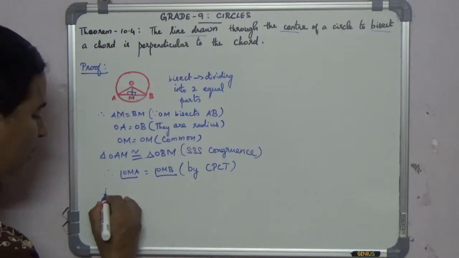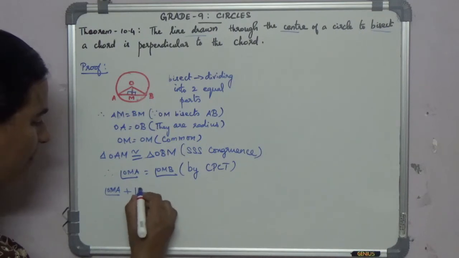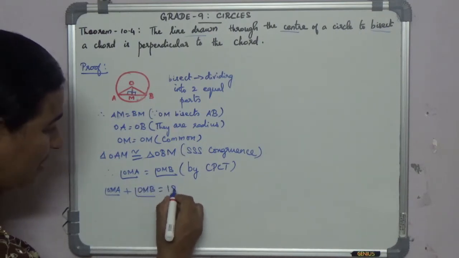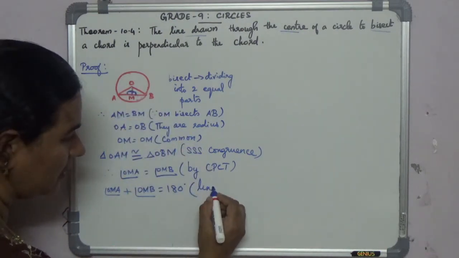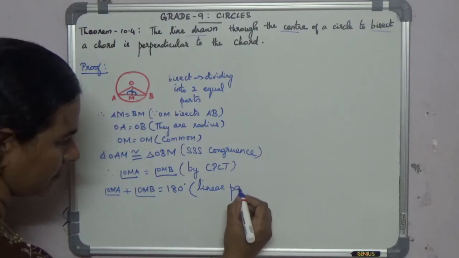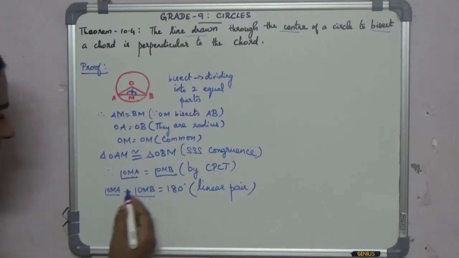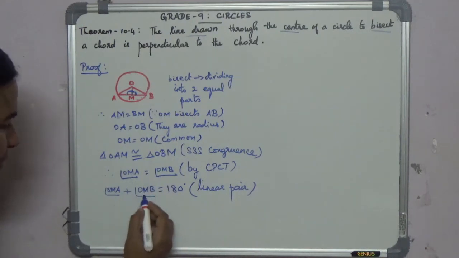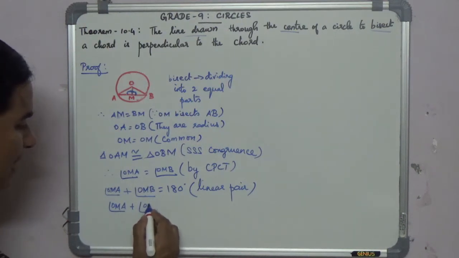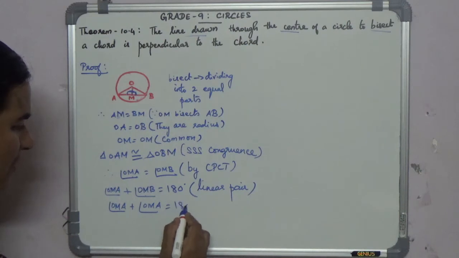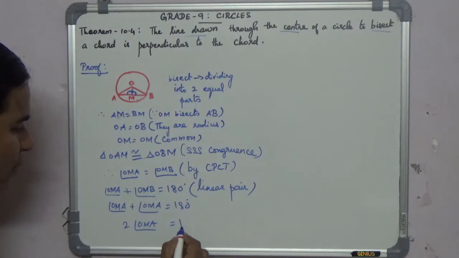Now angle OMA plus angle OMB will be equal to 180 degrees. The reason is it is a linear pair. Now in the place of OMB, let me substitute OMA because both are equal. So angle OMA plus angle OMA will be equal to 180 degrees. Now we have two angle OMA, that is equal to 180 degrees.